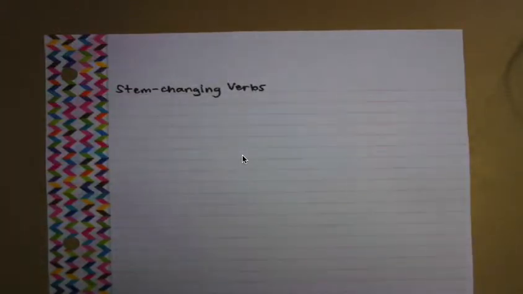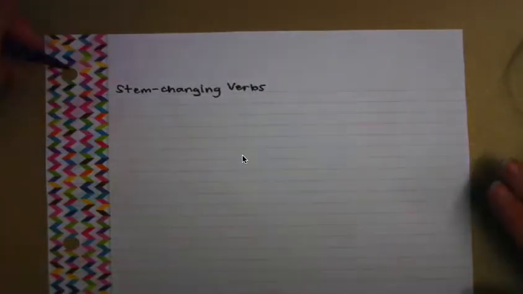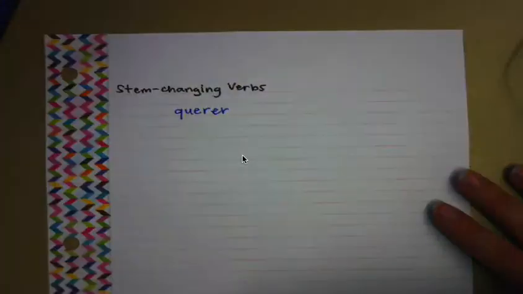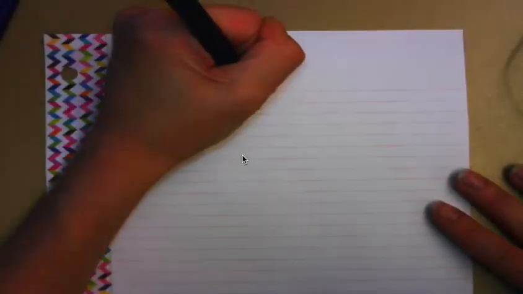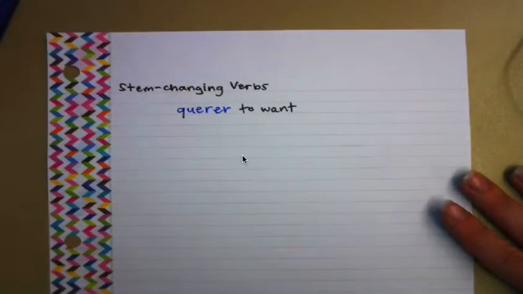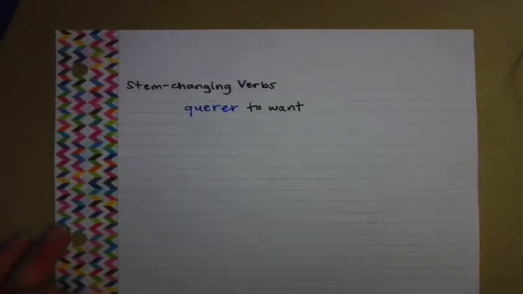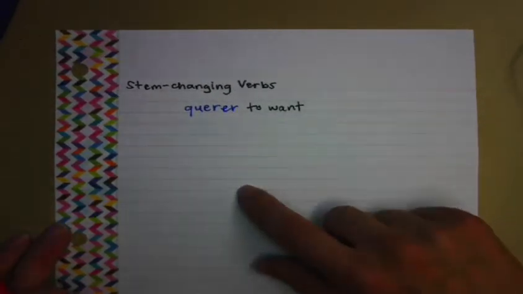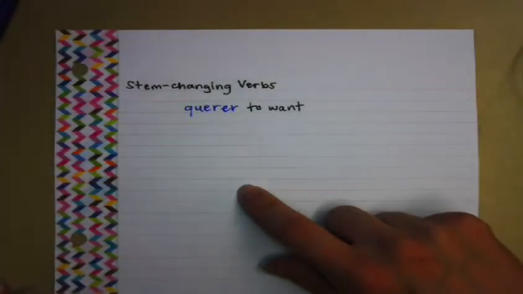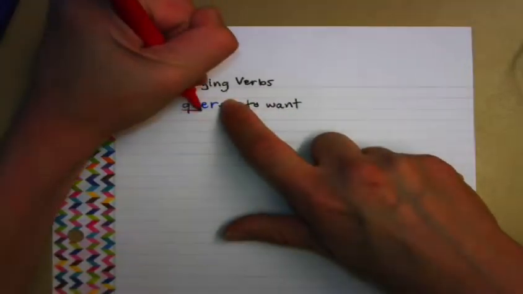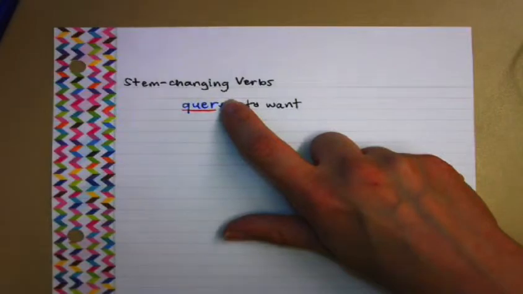Now, when we talked about the boot verbs or stem changing verbs before, we used the verb querer, which we know in English means to want. So querer is the verb we're going to use as an example today as we begin the discussion of stem changing verbs. If you take a look at this verb, we're going to first need to find the stem of the verb because that's where the change is going to happen. The stem of the verb is what you're left with when you remove either the AR, the IR, or the ER. So in this case we're going to drop this ER and we're left with quer, Q-U-E-R. So that's the stem for this verb.